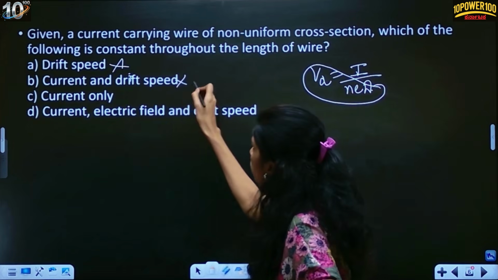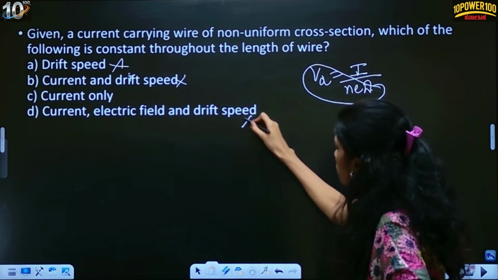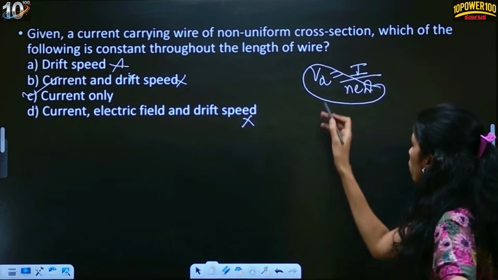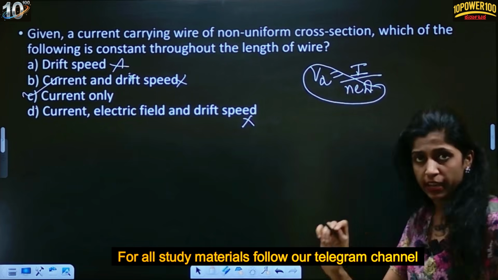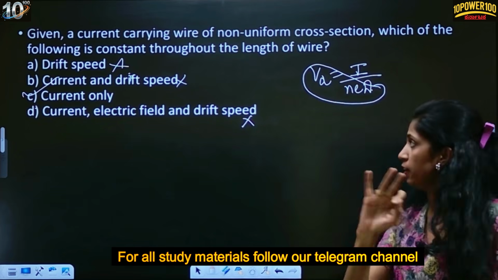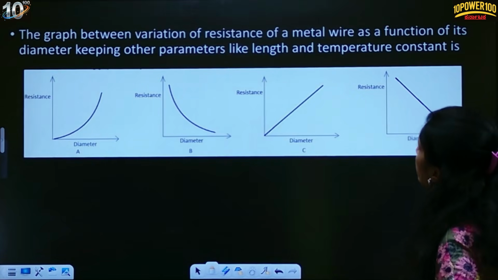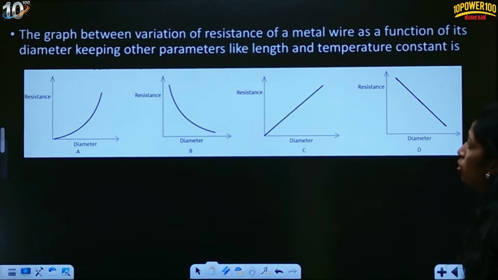And again, it can't be drift speed. So what's the correct option now? Current only is the correct option. Why? Because drift velocity or speed depends on area. That's it.